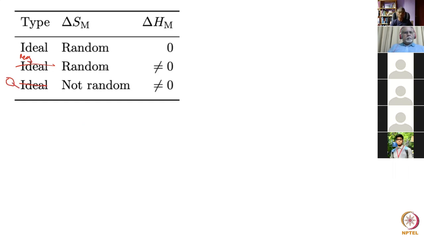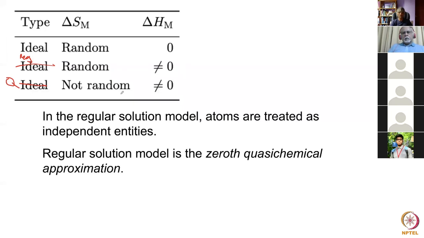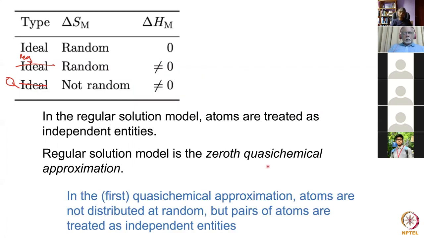So in the regular solution model, we assume that the entropy of mixing is determined by a random mixture of atoms, but we admit that the enthalpy of mixing is not zero. And the quasichemical model deals with this problem where we don't assume that the entropy of mixing is ideal. Okay, so in a regular solution model, atoms are treated as independent entities, and it's called the zeroth order quasichemical model. Okay, so in the quasichemical approximation first order, we say atoms are not distributed at random, but pairs of atoms are treated as independent quantities, okay?